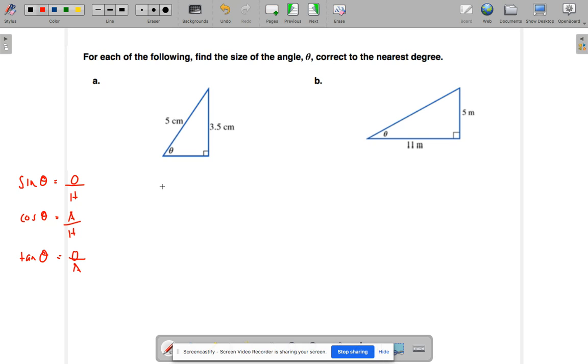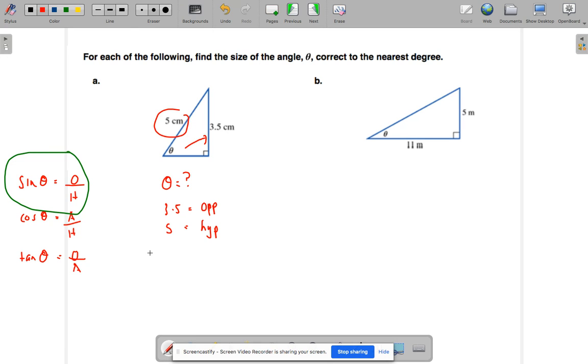So obviously with this first triangle, theta is our question mark. So we're trying to find the angle. Opposite the angle there, we've got 3.5. So 3.5 equals our opposite. And we've got the hypotenuse. So 5 equals the hypotenuse. So we're looking here for our ratio that involves opposite and hypotenuse. And the ratio that involves opposite and hypotenuse is the sine ratio. There it is there. Okay, so that's the one we're going to use.